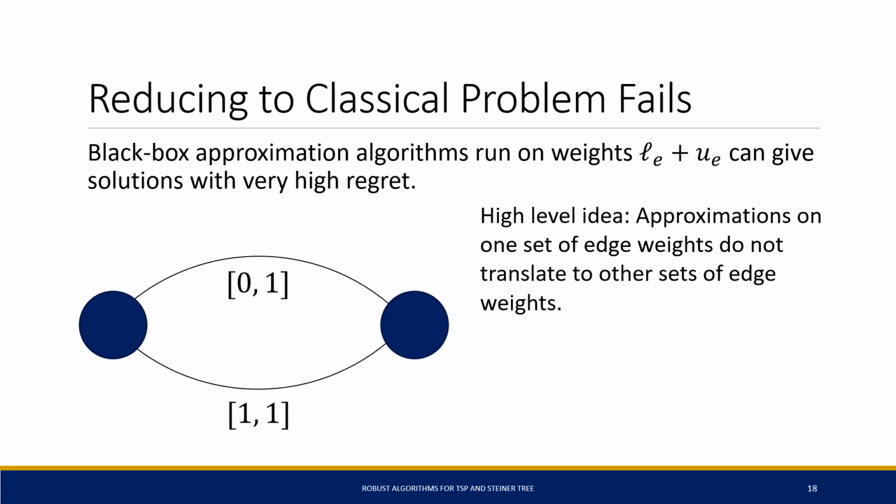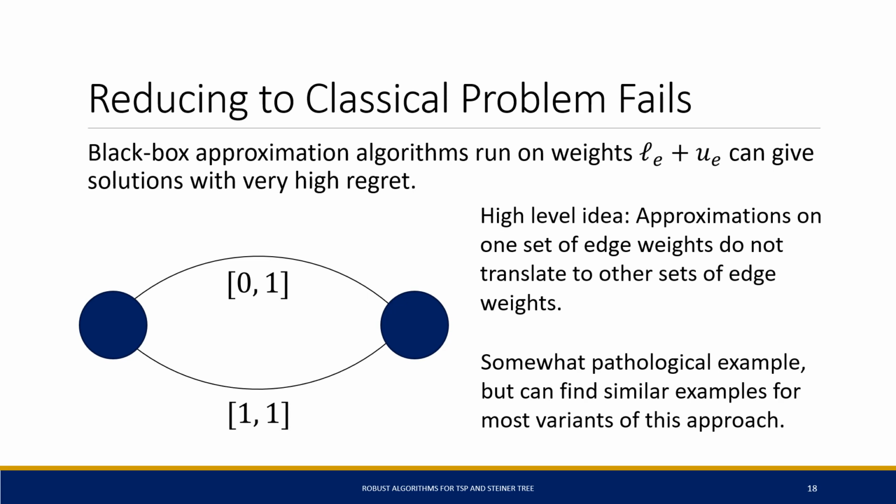So the high level idea here is that while optimal solutions for one set of edge weights can have low regret in all settings of edge weights, the same is not true for approximations. And you might argue that, well, this is a very pathological example. Any approximation algorithm is going to just trivially buy the top edge over the bottom edge if it's well designed. But we can find similar examples for many variants of this approach, and even for specific approximation algorithms which we use for classical problems. I won't go into the details here due to lack of time.